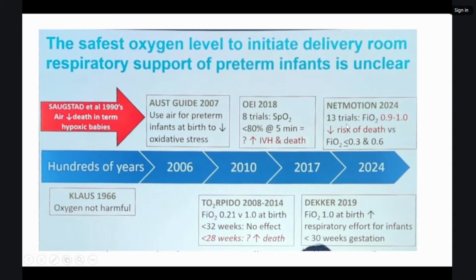Next comes the NETMOTION trial, which was an individual participant data network meta-analysis. Here 13 trials were included with 3 oxygenation levels compared, that is 30%, 60% and 90%. They showed that higher oxygenation, that is 100% resuscitation, decreased the risk of death versus other oxygen concentrations. So with this basic idea, I will go into this trial.